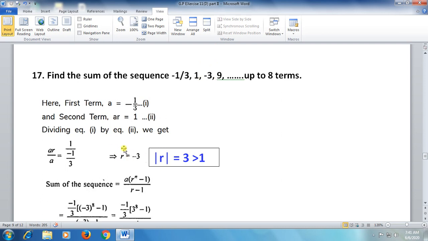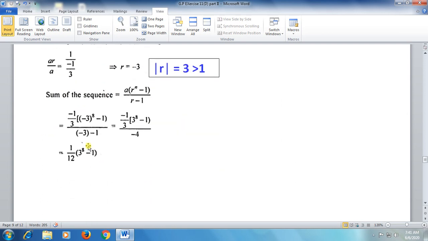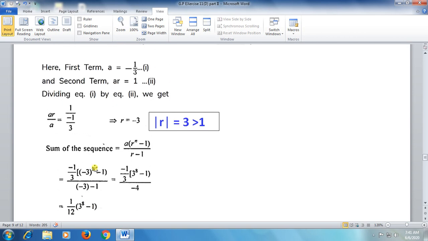If the common ratio is same, we can say that the given terms are in GP and we can use the geometric progression formula. So absolute value of r is 3, which is greater than 1. Hence use the formula a into r to the power of n minus 1 by r minus 1. So value of a is minus 1 by 3 and value of r is minus 3 to the power of 8 minus 1. In the denominator, minus 3 minus 1.